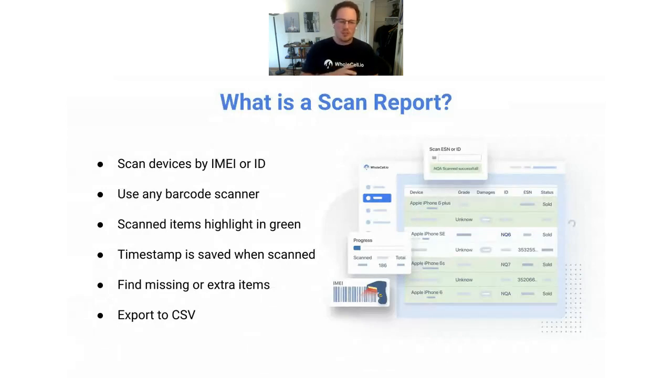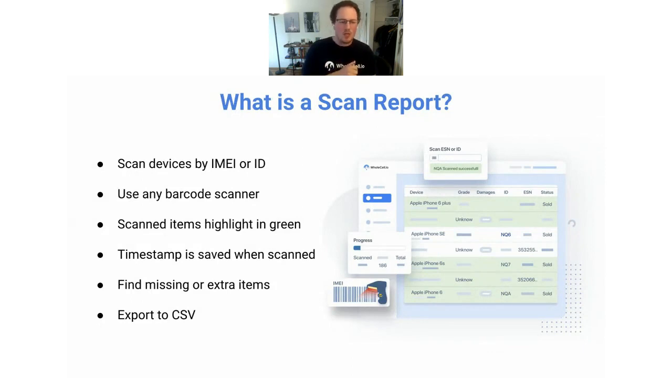So you can use any barcode scanner, wireless, wired, whatever, or you can literally just type in the IMEIs into a scan report. And what a scan report is basically is a table of inventory. And as you scan the items in that table, physically in the world, you're scanning devices that are represented in that table. They will highlight as green. And that's, for anybody that's doing audits or picking, a really, really helpful feature to be able to see what you are scanning. So that's what scan reports do.